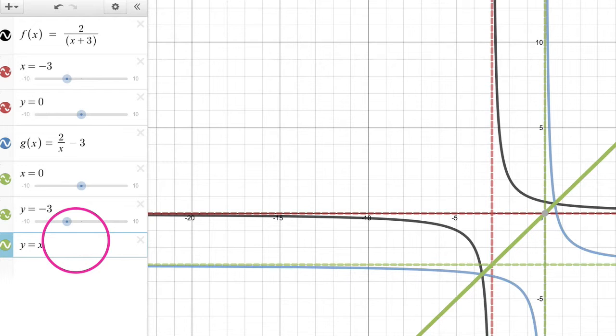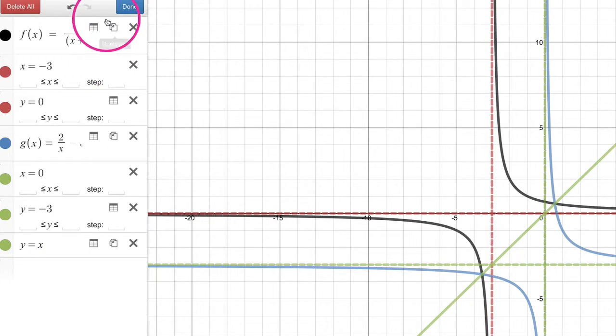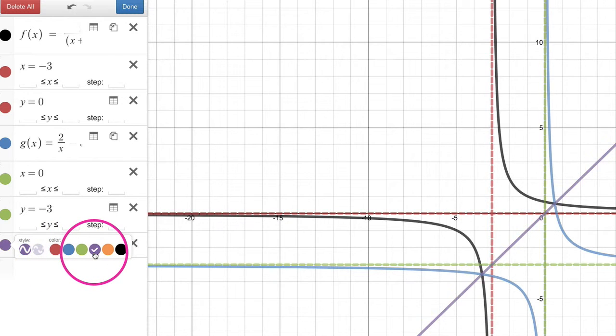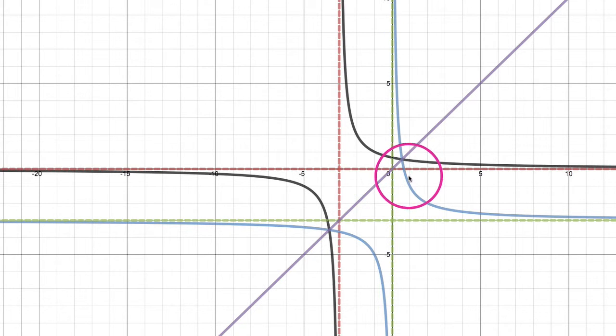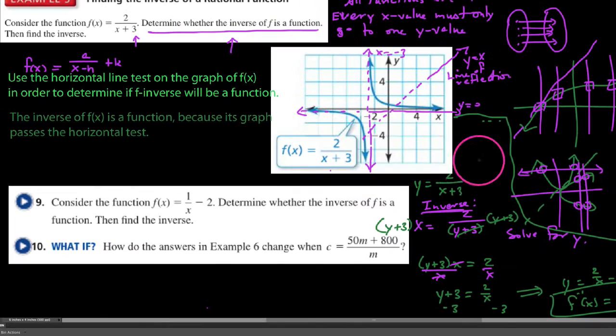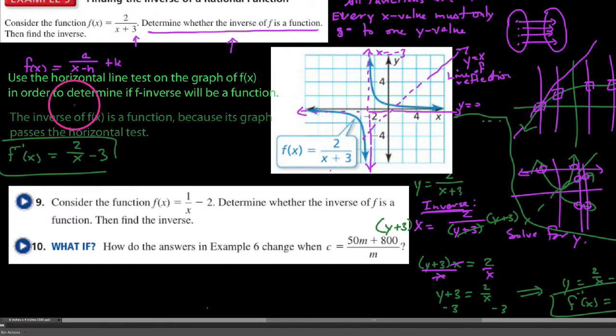And last but not least, I'll even put in this line y equals x. How about purple's important? Well, here's the deal. We can see that these graphs are mirror images of one another and that their asymptotes switch and their domains and ranges switch. With respect to finding the inverse, we did find out that the inverse was a function by graphing the original function and saying it passes the horizontal line test. But here we'll just say f inverse of x is equal to 2 over x minus 3. So that's how you find an inverse function if it is rational.